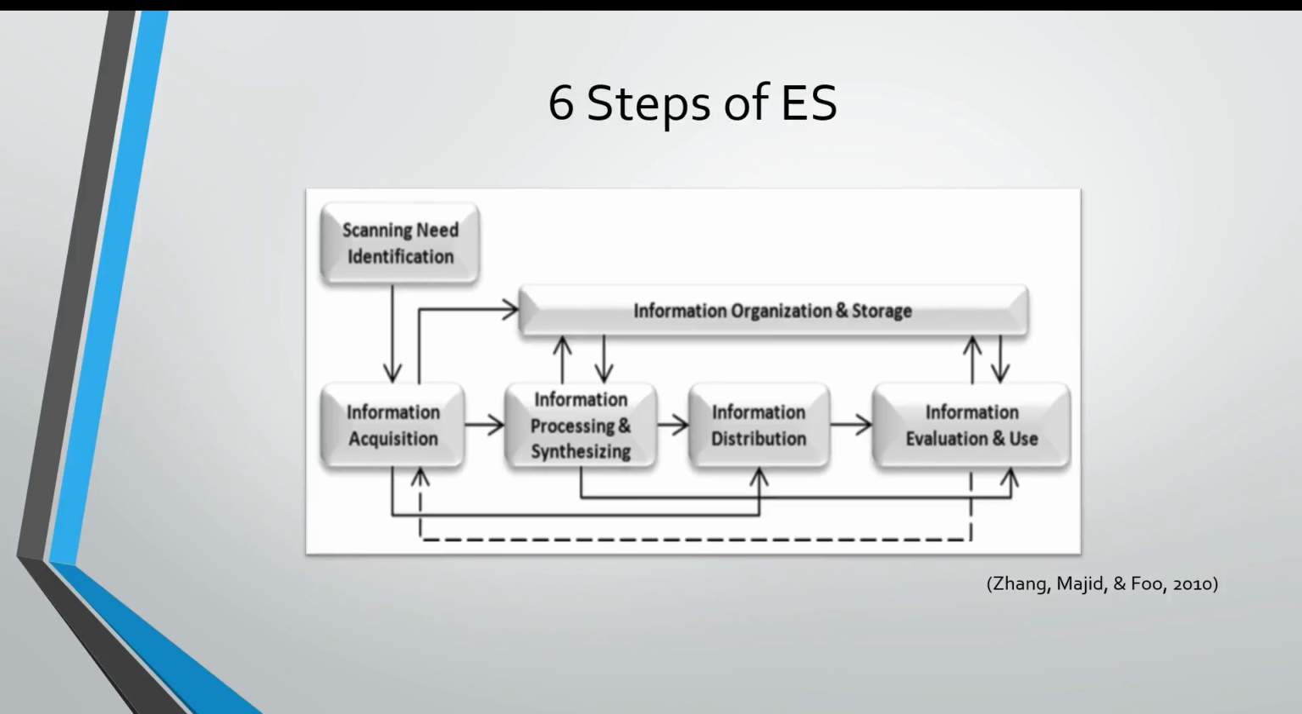Here you can see a visual model of the environmental scanning process. Please note that this diagram shows that once the information has been evaluated and utilized by end users, the process can cycle back to acquiring more information. This is a cyclical process, usually in the event that the information gathered was unsuitable or insufficient for its intended purposes.